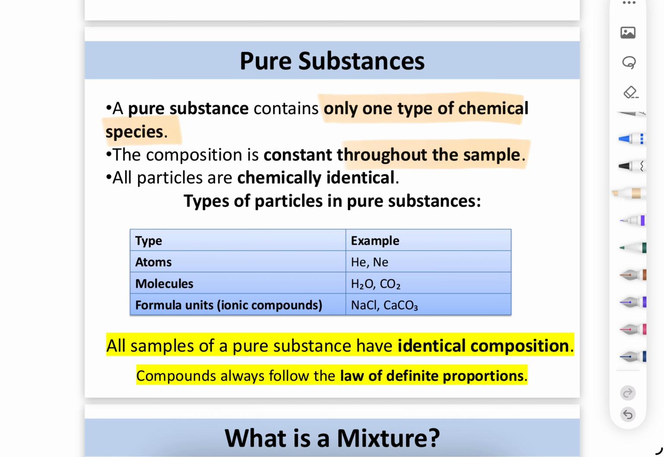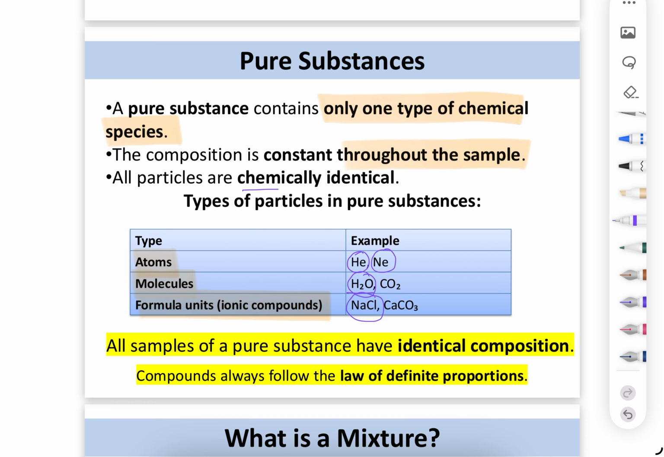If I take an example of atoms, there are three types: atoms, molecules, and formula units. Pure means you're going to have pure helium, so it will consist of only helium atoms. If it is a pure sample of neon, you will always have neon atoms. If you say water, you will have only H2O. If you say ionic compound, it is pure NaCl, so you will only have NaCl being repeated a number of times.